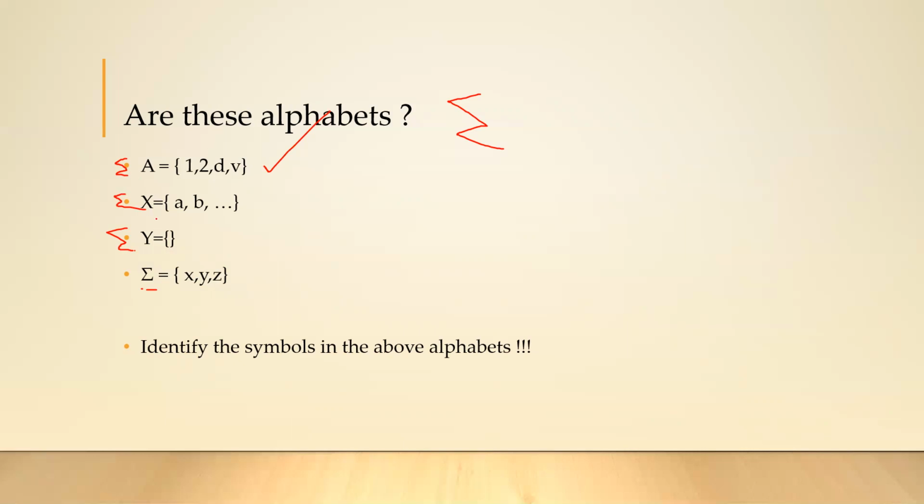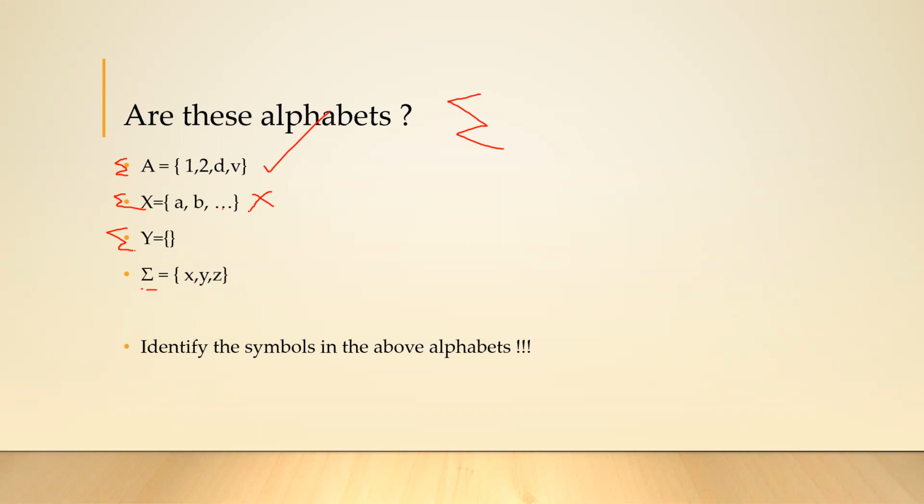Now let's go to the next one. X is equal to {a, b, ...} and so on. It goes infinite, uncountable. From the definition, alphabets cannot be infinite. They should be finite. So my second one, X, is not a valid set of alphabet.